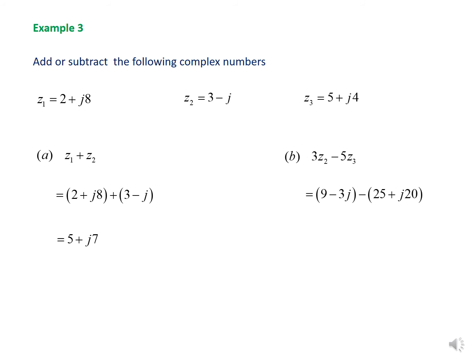Part B, we initially multiply z2 by 3, so 3 minus j becomes 9 minus 3j, and z3, which is originally 5 plus j4, we need to multiply that by 5, so we have 25 plus j20. So to begin with, we need to set that one up. Now we can subtract. 9 take away 25 is negative 16, and minus 3 subtract another 20 is negative j23.